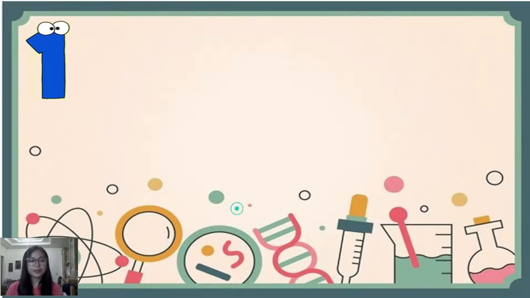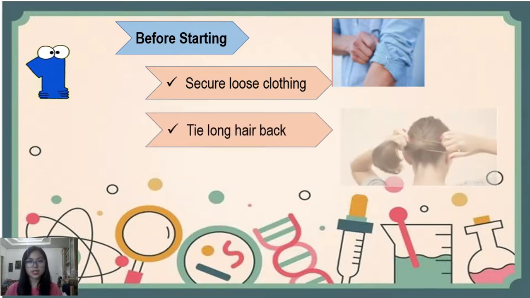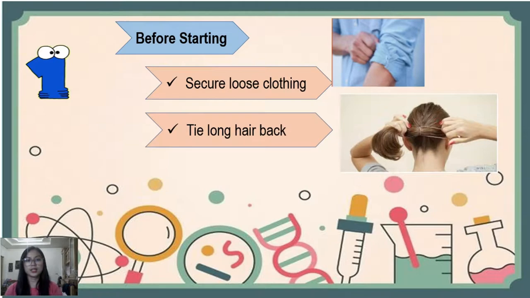So first, before starting, of course, it is very important to secure loose clothing. This is to prevent our clothes from staining in case there will be spilled chemicals or liquids. Then, next is tie long hair back. It is very important because the hair fall might contaminate the specimen. Or if we are dealing with fire, it is very important to tie long hair to avoid burning.